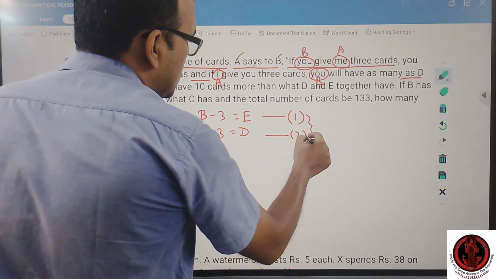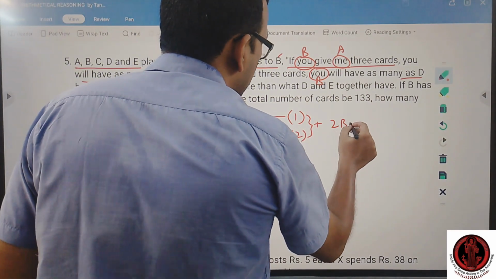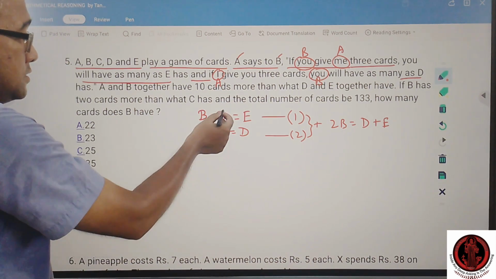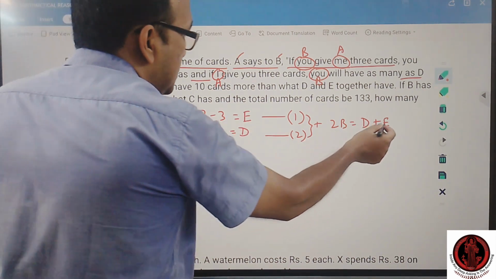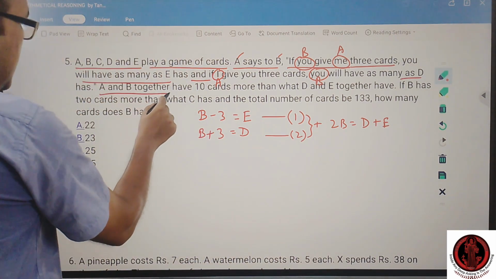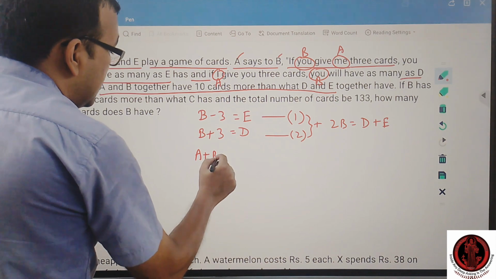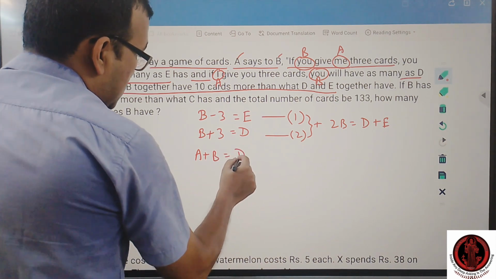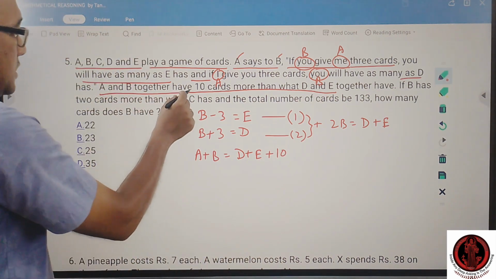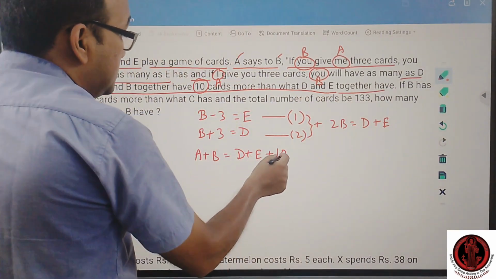So if I add these two, then 3 will be cancelled out. So this will be 2B equals B plus E. If I add this 1 and 2, then 3 cancelled out. B plus B, 2B equals B plus E. Then A and B together have 10 cards more than what D and E together have. A plus B equals D plus E plus 10. So A plus B equals D plus E plus 10.